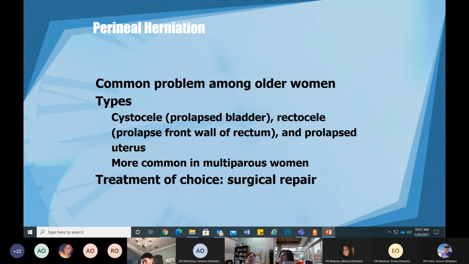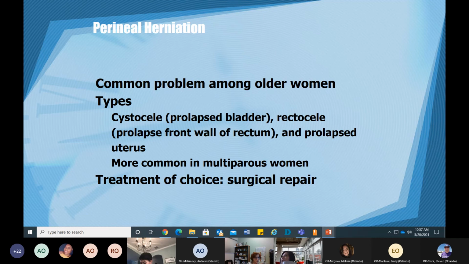Here's another very interesting problem among older women. It's called perineal herniation. What happens is that sometimes the bladder will prolapse, the bladder will drop down, and you can actually feel the bladder through the wall of the vagina. We call that a cystocele. A rectocele is when the rectal wall, or the front of the rectum, actually prolapses. And of course, we also see a prolapsed uterus from time to time.